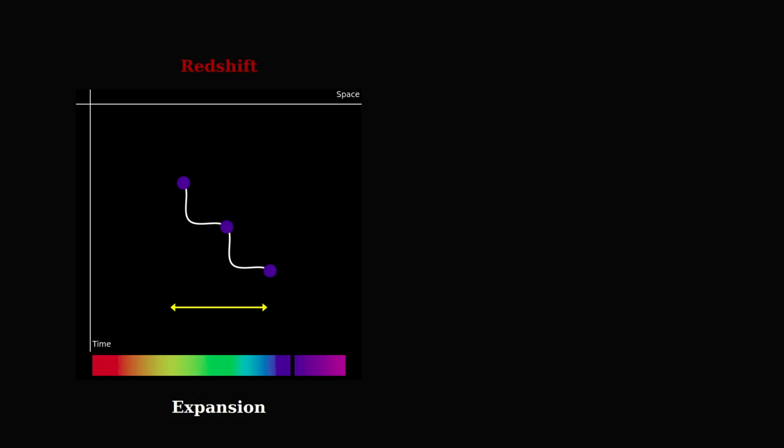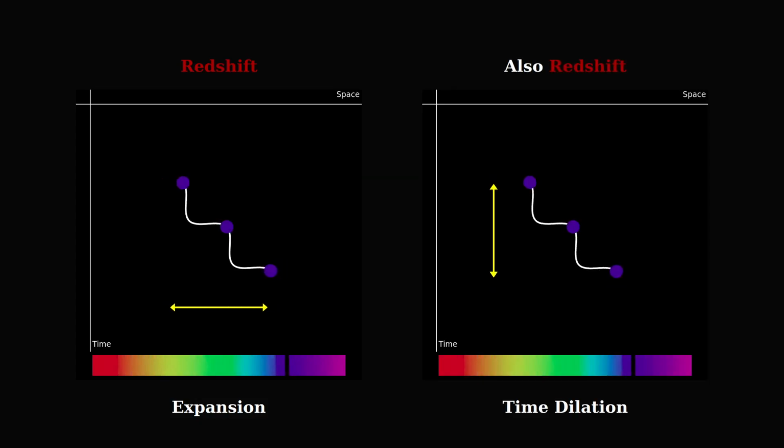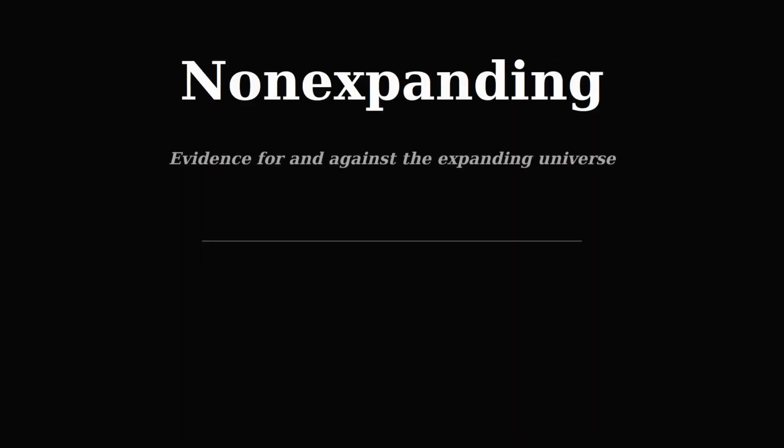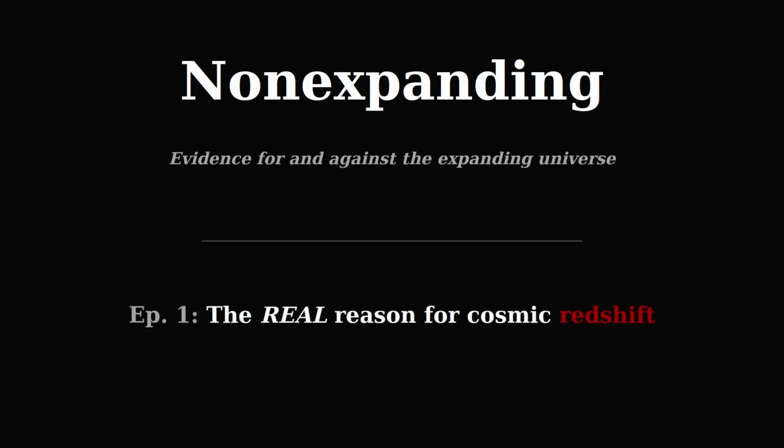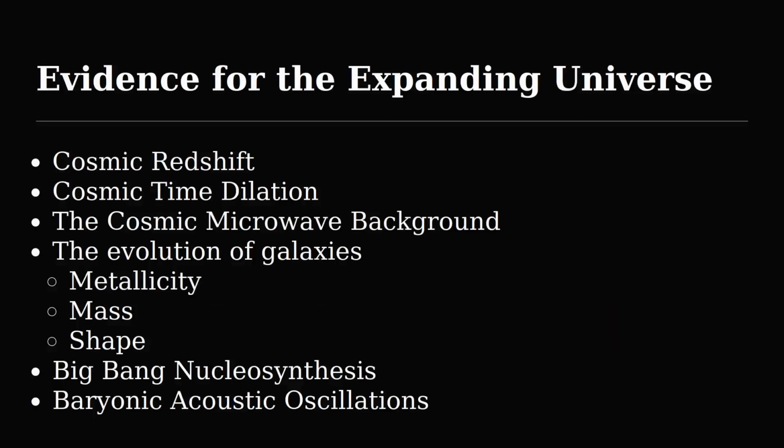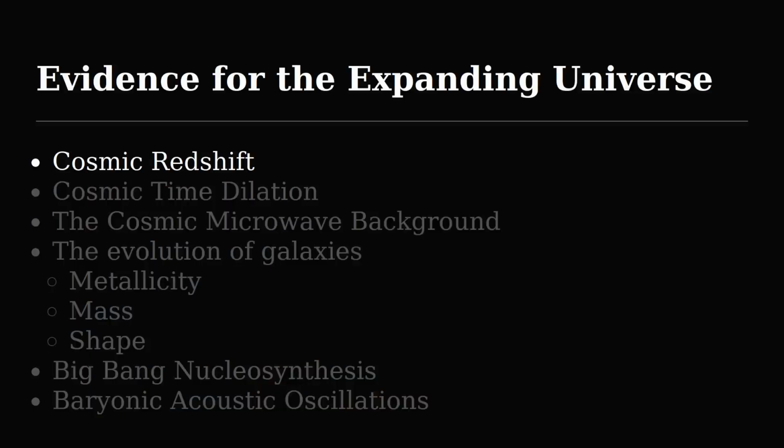You probably know that if space were expanding, it would stretch the wavelength of light, making it redder. But did you know stretching it in time would also make it redder? That's what we'll talk about today on Nonexpanding, Evidence for and Against the Expanding Universe, Episode 1, The Real Reason for Cosmic Redshift. Of the evidence for the expanding universe, we're going to focus on cosmic redshift and cosmic time dilation.